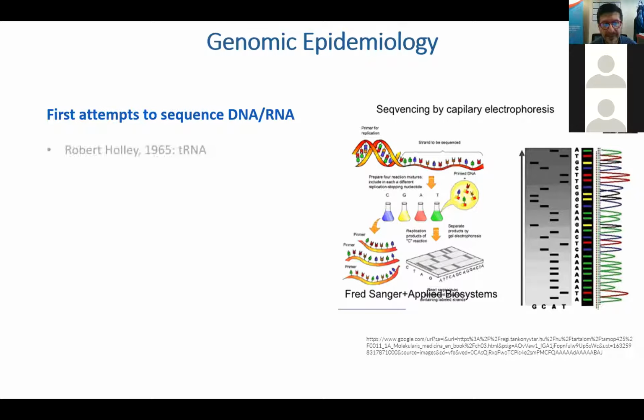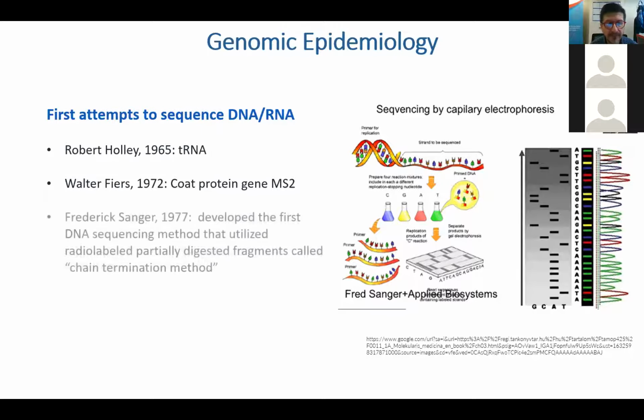Some studies that were beginning to get done, like Holley's in 1965, were able to elucidate the structure of a transfer RNA. And a little later, in 1972, Walter Fiers, for the first time, was able to sequence the protein gene of the bacteriophage MS2, with different protocols and different methodologies, some of which included bidimensional gels.